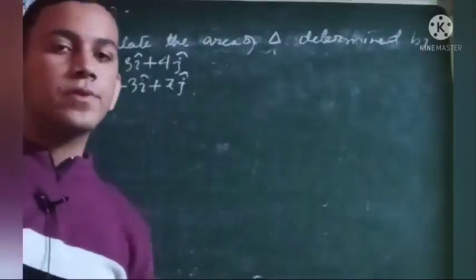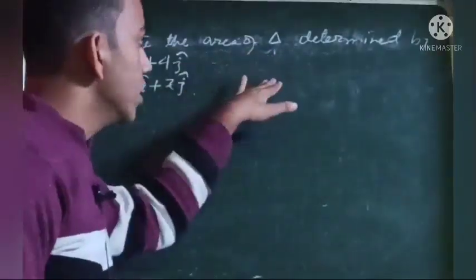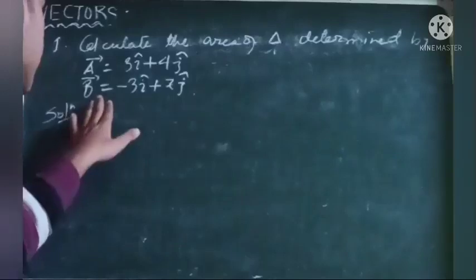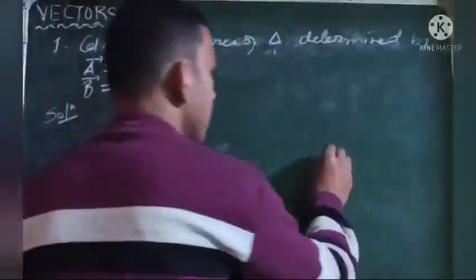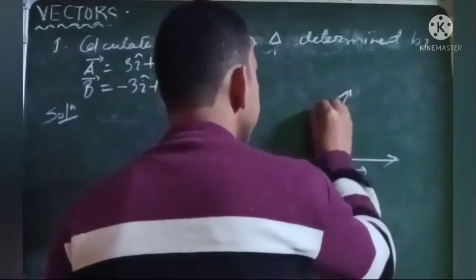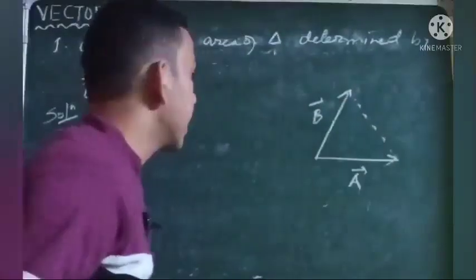Now let's solve the first problem. Here we are required to calculate the area of a triangle which is formed by the adjacent sides A vector equal to 3i cap plus 4j cap, and B vector equal to minus 3i cap plus 7j cap. Suppose this is A vector and this is B vector. Now we have to find the area of this triangle.